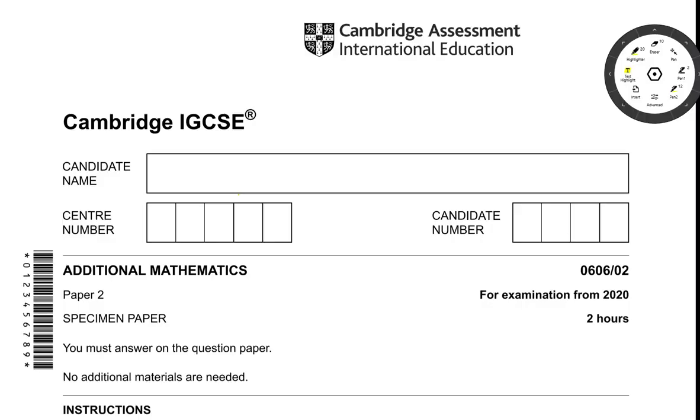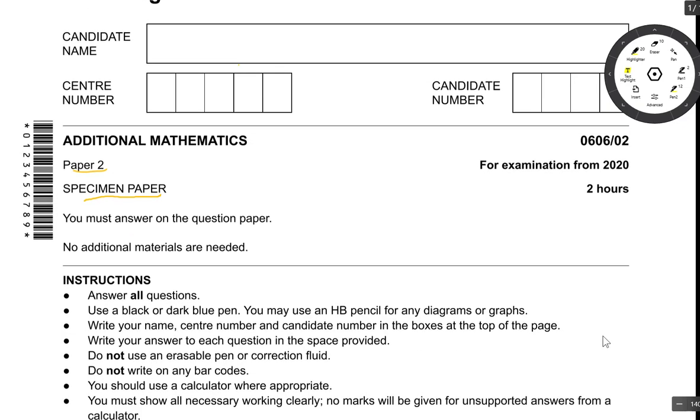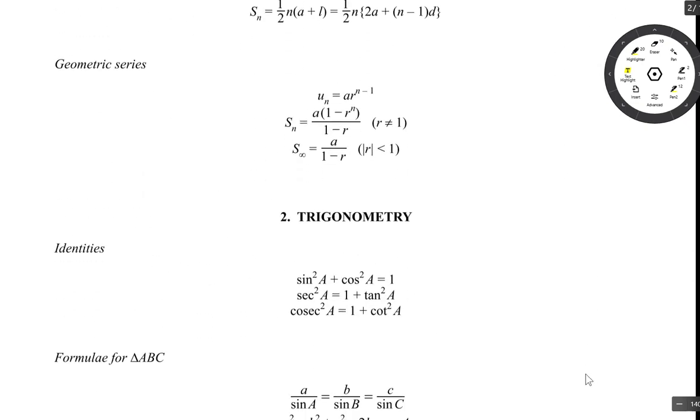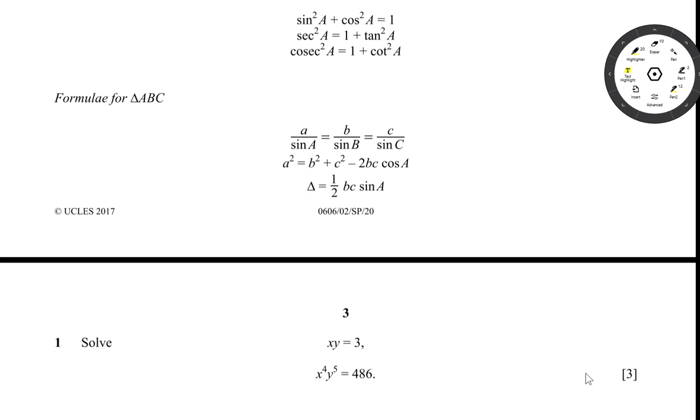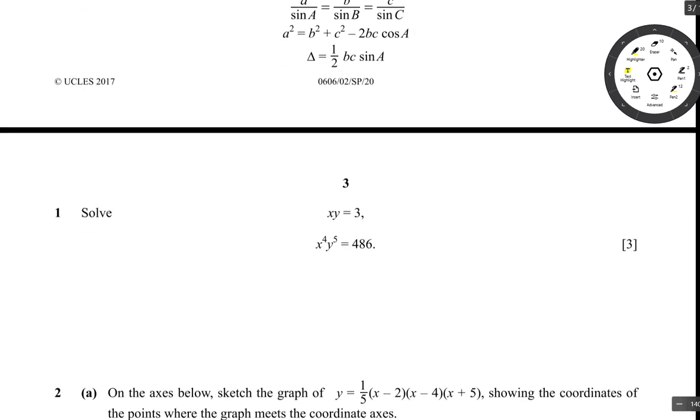Alright, so today we'll discuss the 2020 specimen paper 2. So let's begin here. Same thing, you have some formula here, and let's start with the first question.